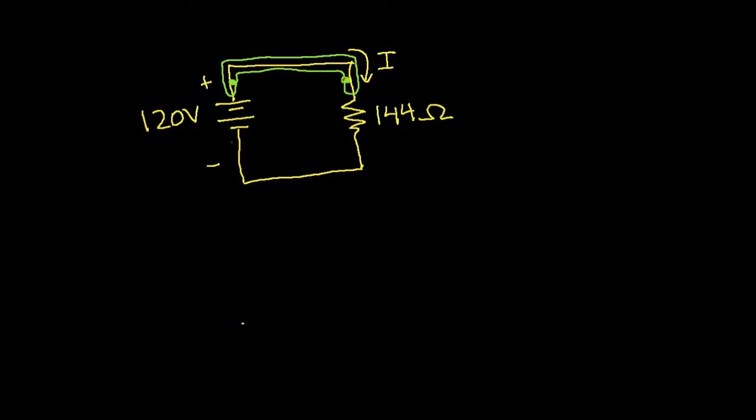Similarly, the bottom wire here also forms a node. And again, because we assume wires are perfectly conducting, there's no voltage drop between here and here.